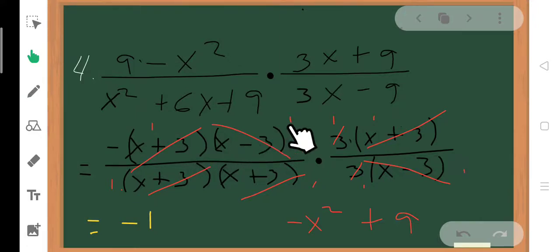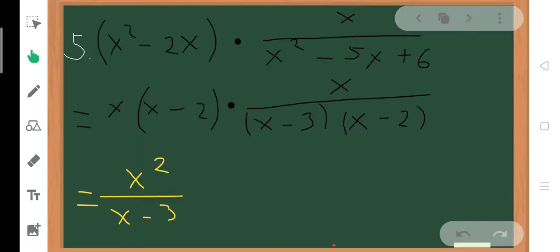Times 1, that's negative 1. Times 1 times 1, that's still negative 1. Then for the denominator, we have 1 times 1 times 1 times 1, so we have 1. So negative 1 divided by 1 is negative 1. Our final answer. Okay, another one.